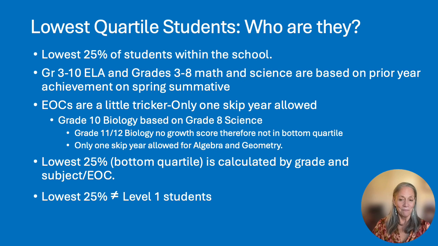A really important fact to keep in mind is that the lowest 25% does not equal level 1 students. Level 1 is not necessarily related to the lowest 25%. It can differ because the way scores are distributed by schools can differ. And let me show you.